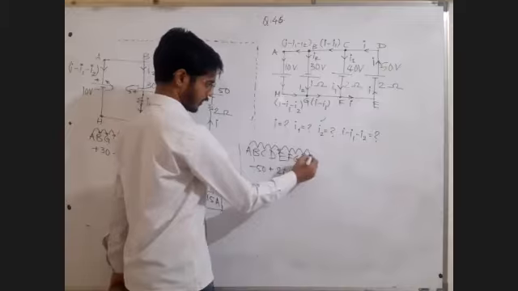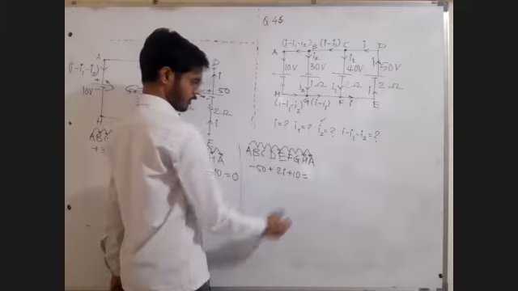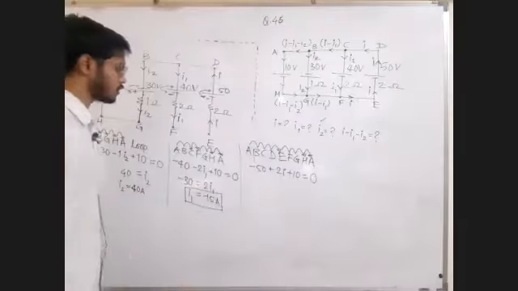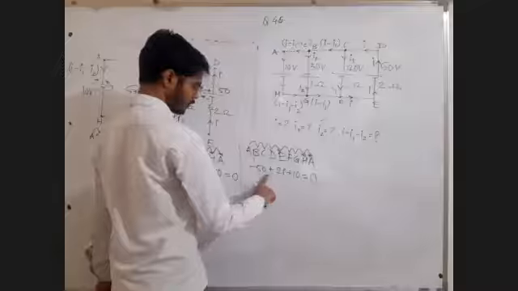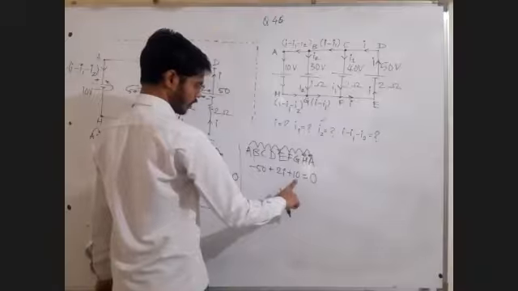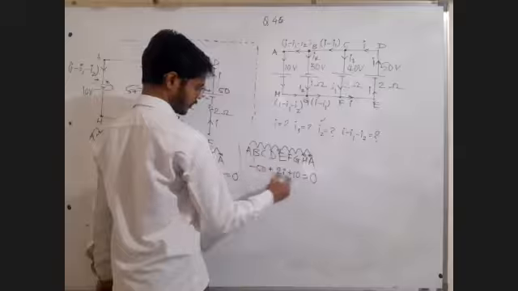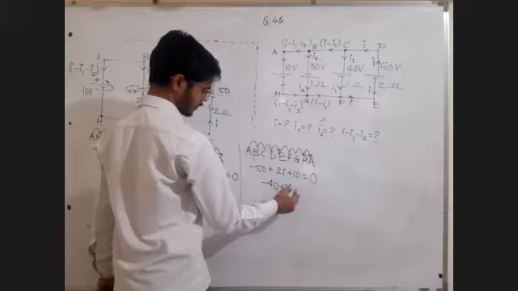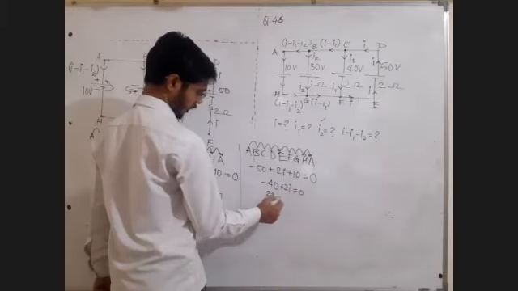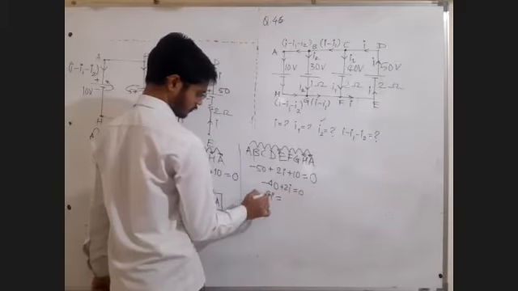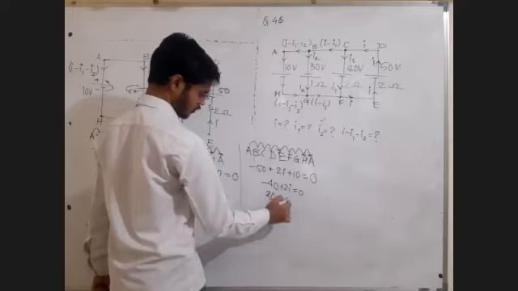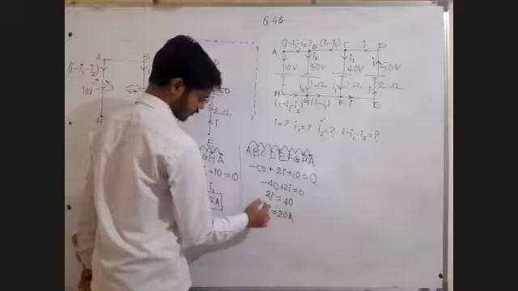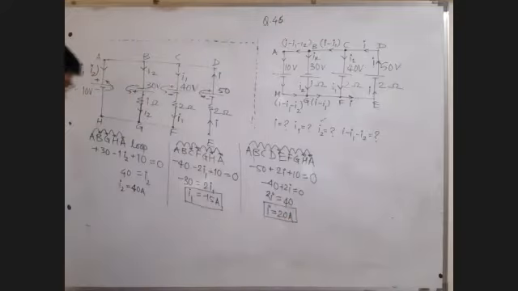Start point and end point are the same, so the effective gain or loss in potential is equal to 0. Minus 50 and plus 10 will become minus 40, plus 2i is equal to 0. So 2i is equal to 40, and that gives me I is equal to 20 ampere.